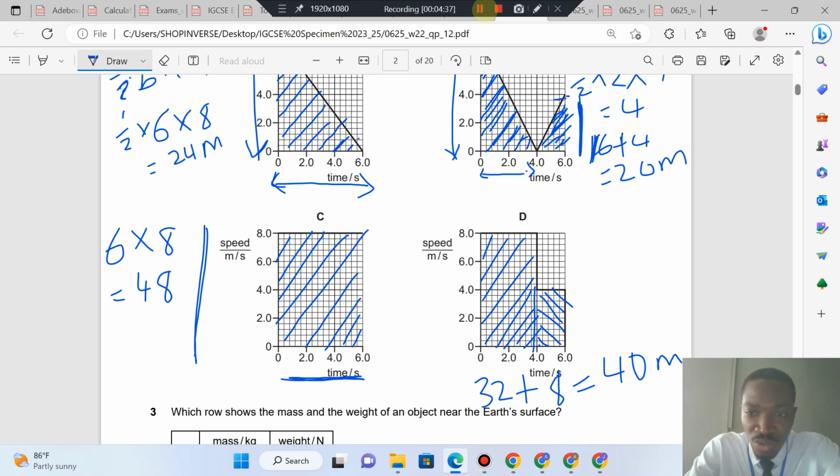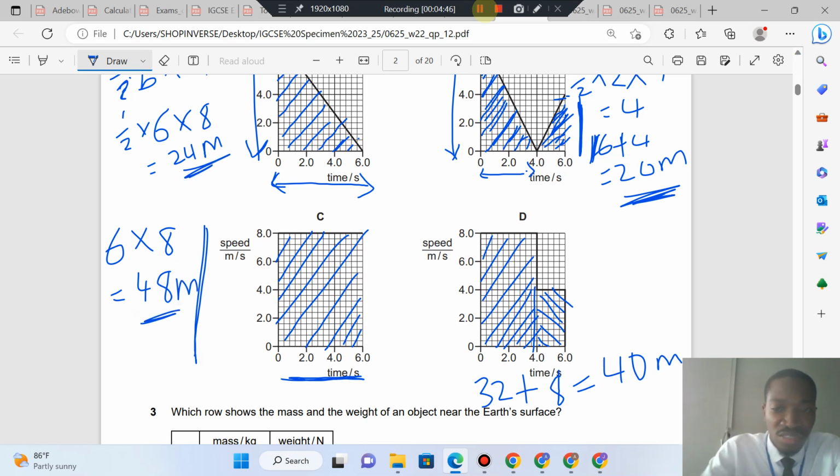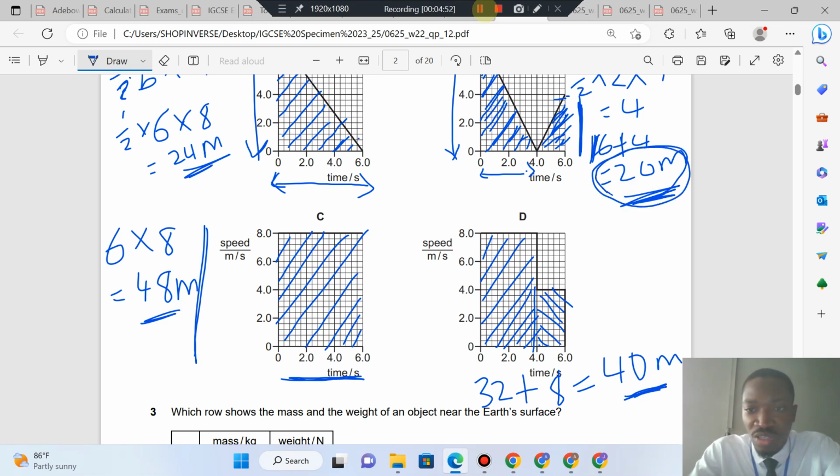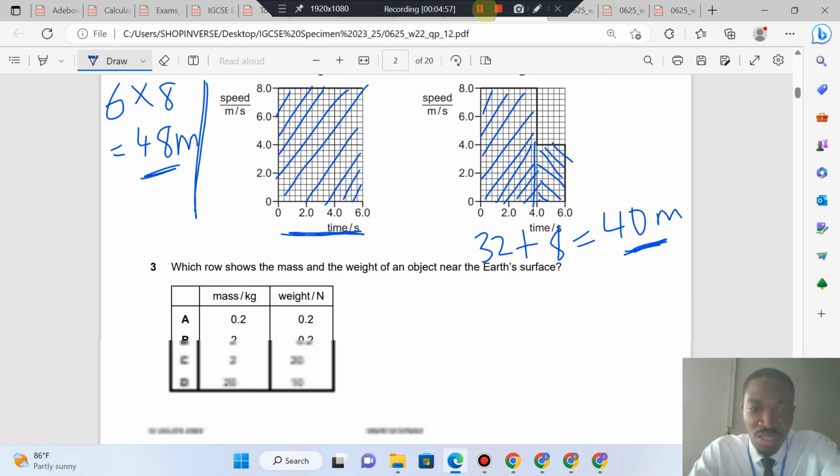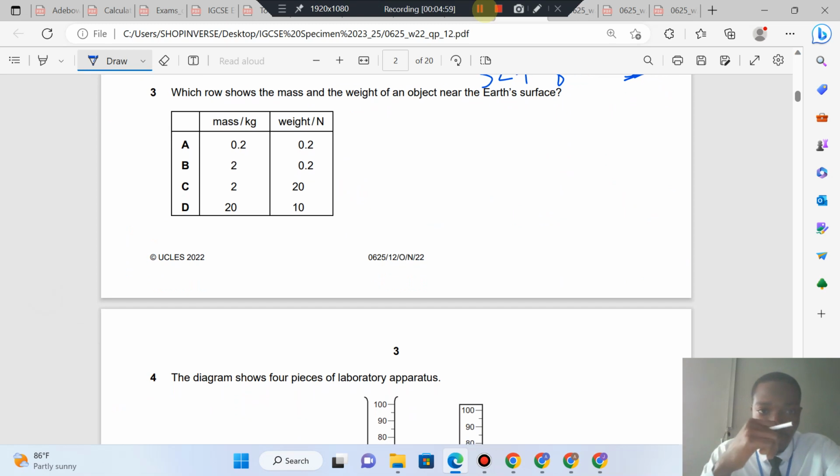So which one has the lowest distance? The lowest value is this 20, okay? When you are comparing all the values, 24, 20, 48 meters, and the last one 40 meters, you see that the lowest one is this 20 meters, which is option B. So the correct answer to number 2 is option B, which is 20 meters. Let's go to question 3.